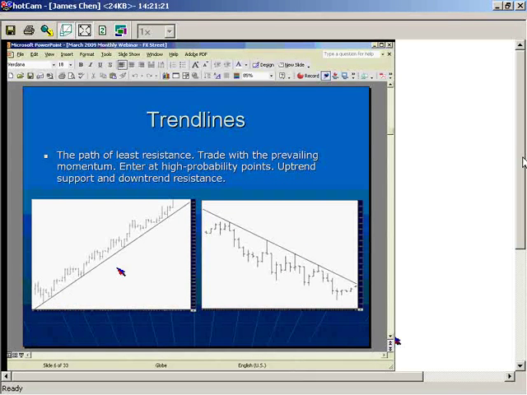Again, this is dynamic support and resistance, which means the price changes according to the slope of the trend line. So if you have this uptrend here, you see the slope of this uptrend. Support will change according to the slope of the line. So generally speaking, when you have an uptrend line, you have dynamic support on the bottom here. And generally speaking, when you have a downtrend line, you have downtrend resistance on the top here. Okay? And most of you are familiar with that.